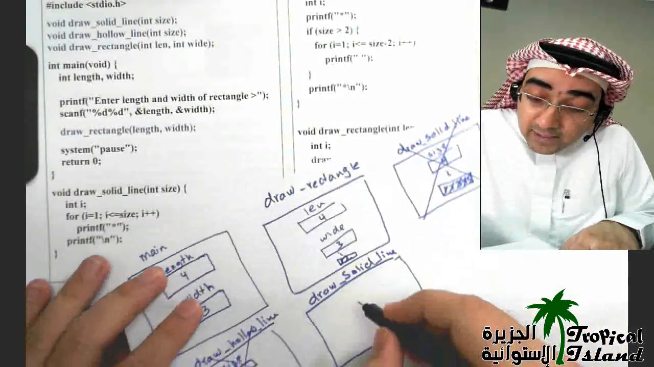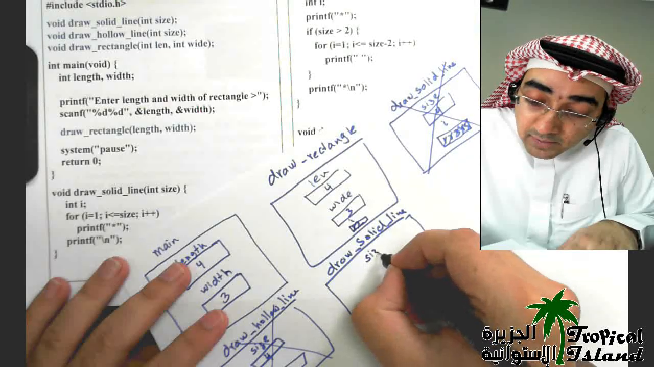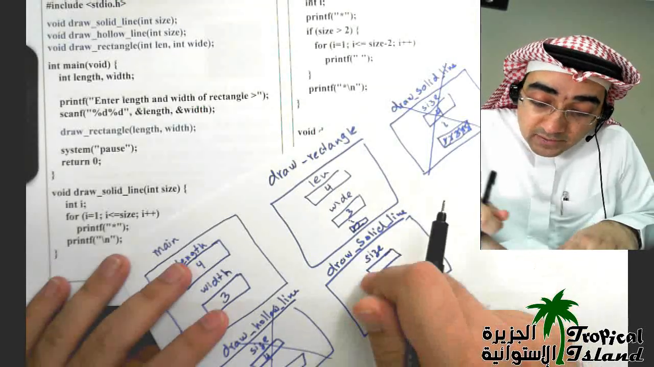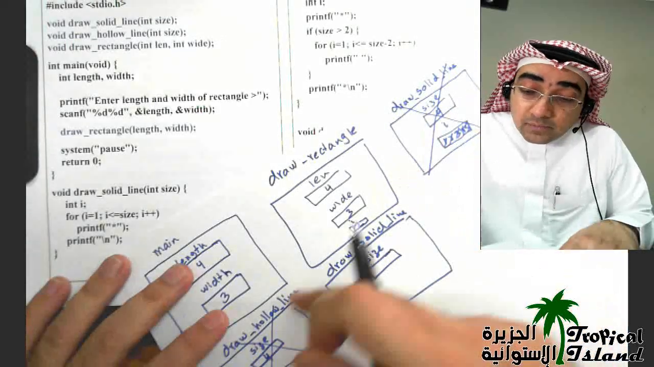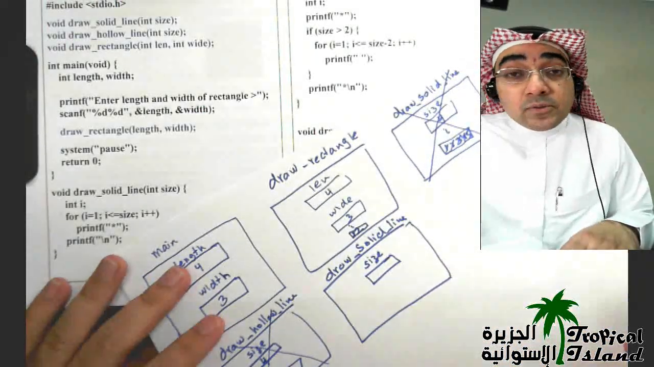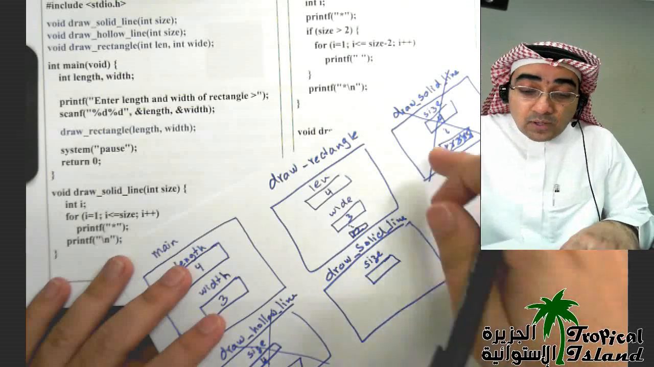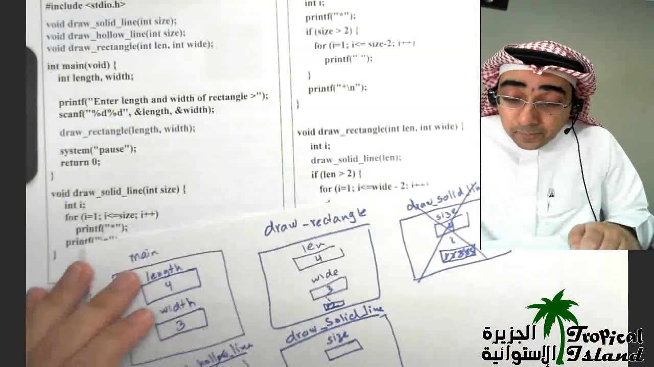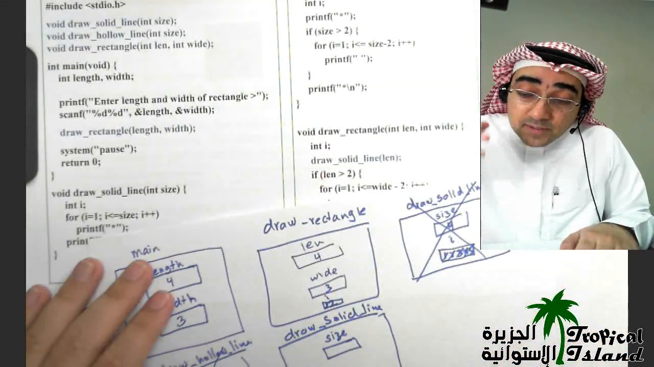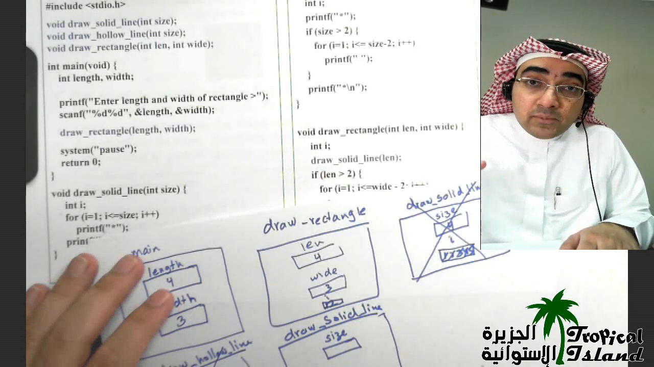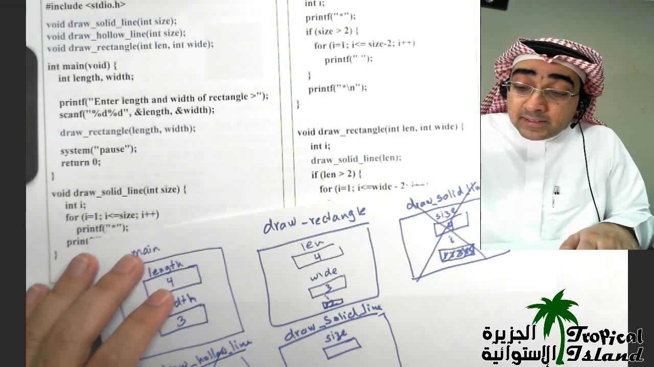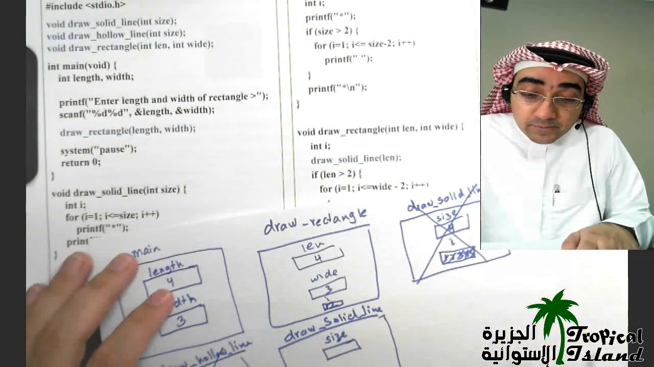In the draw solid line, I'm going to name something called size. Now this size is different from this size, is different from this size. These are three variables that are in different domains, so they don't know that each other exist, and actually we have deleted those two. So this is just like having names. You can have many people named Muhammad, many people named John, many people named Khalid, but all of them are different.